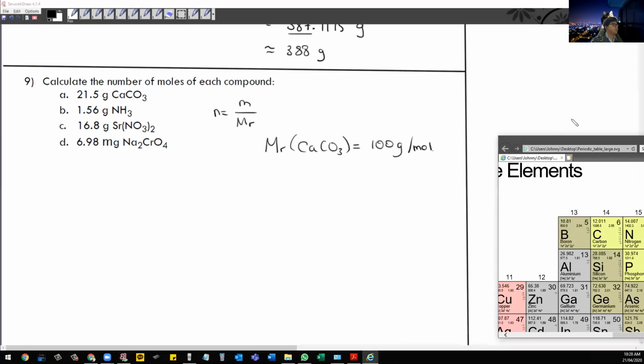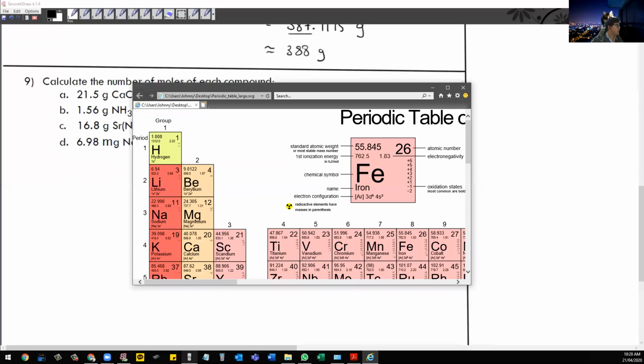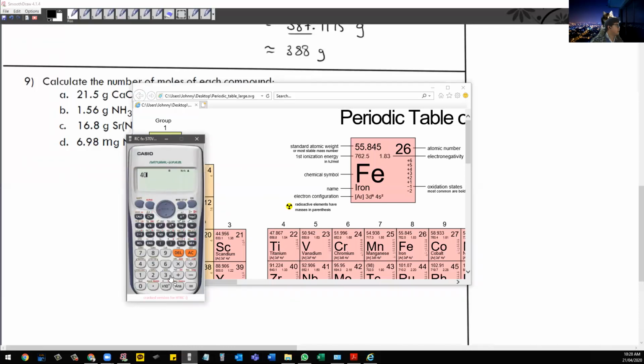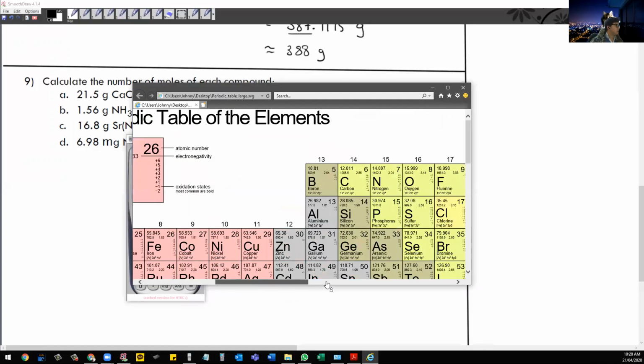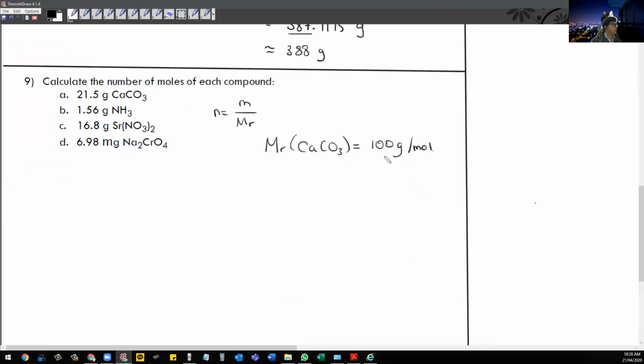So let's take a look. Calcium is 40, right? 40 plus C is 12, and oxygen 3, so 16 times by 3. That's 100, right? 1 calcium, 1 carbon, 3 oxygen. That's 100 grams per mole. Of course, you can do it with more decimal places, but for the sake of time, I'm just going to leave it like that.